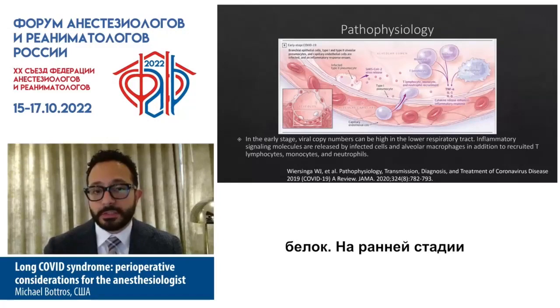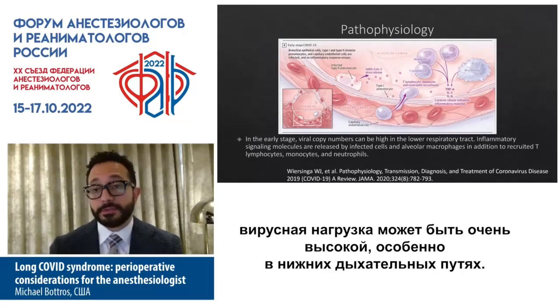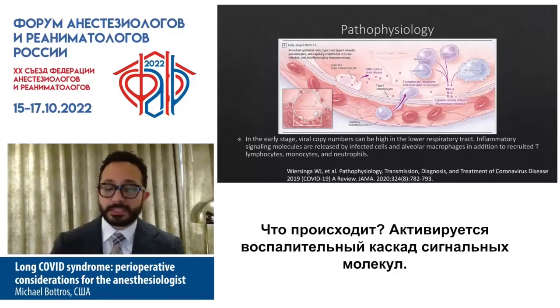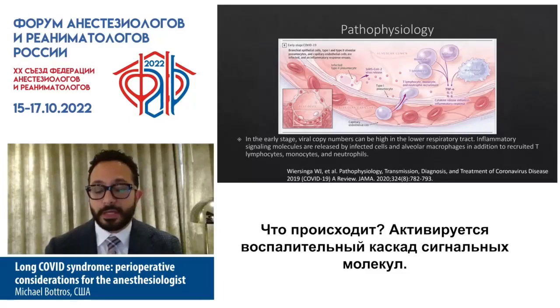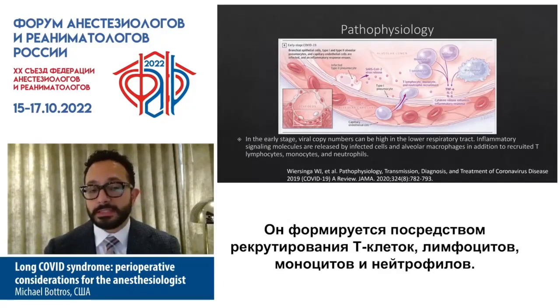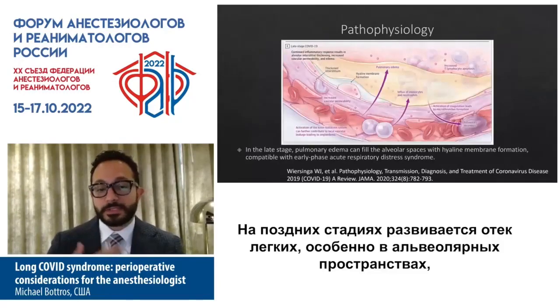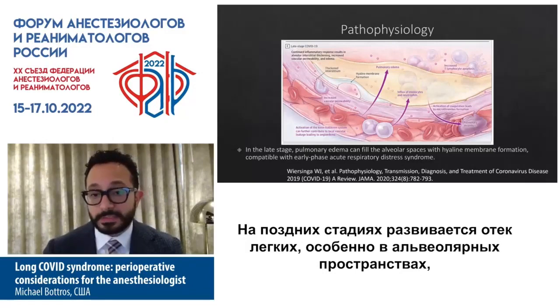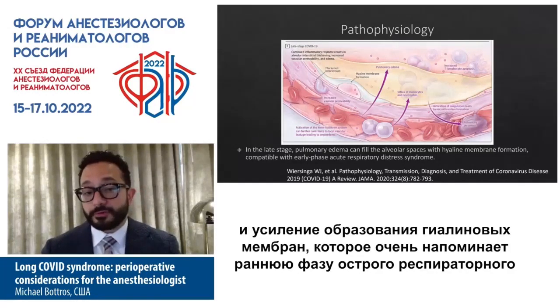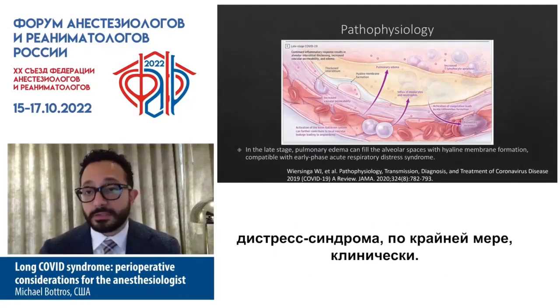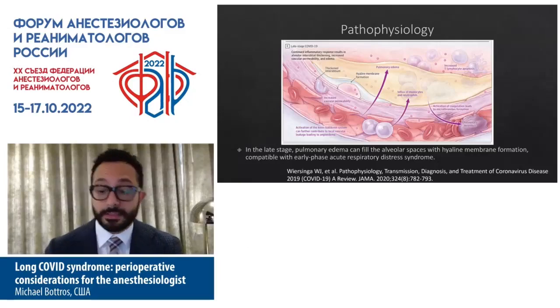In the early stage, viral numbers can be very high, especially in the lower respiratory tract. And what happens is there's an inflammatory cascade of signaling molecules that occurs through recruited T cell lymphocytes, monocytes, and neutrophils. And that's what produces that inflammatory response. So in the later stages, pulmonary edema develops, especially in the alveolar spaces, and hyaline membrane formation, which in the early phase of acute respiratory distress syndrome may be very similar, at least clinically.